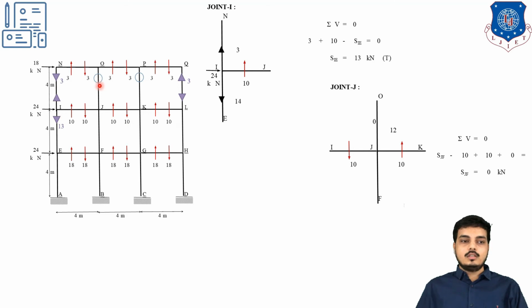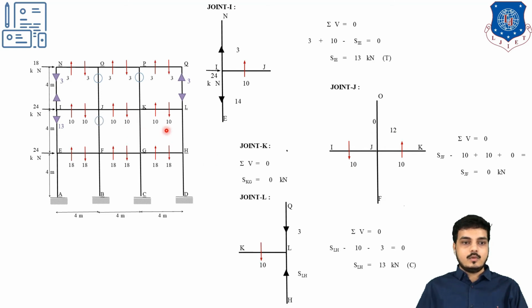Similarly, here the force was 0. So here it will be 0. So up and down will be coming out to be 0. Similarly for K as well. And over here, this one is coming out to be downward. This is also coming out to be downward. So this value is 3. Here it is 10. So it is coming out to be 13.